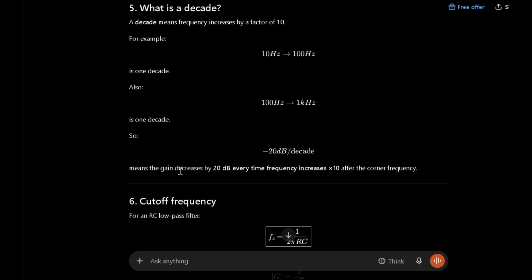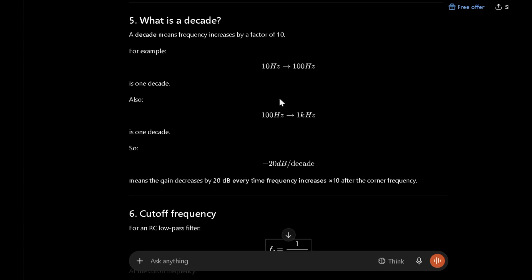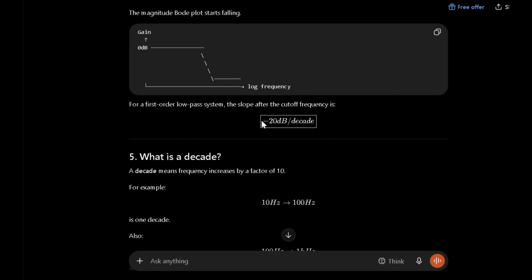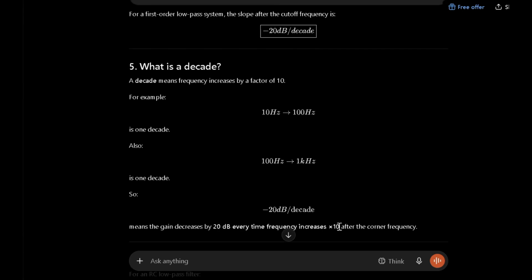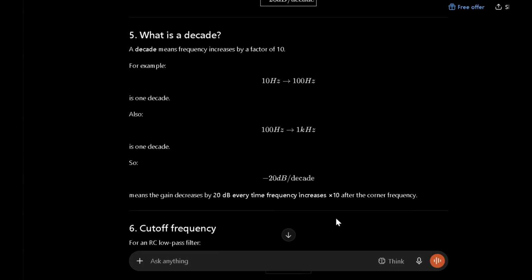So a frequency decade means the frequency increases by a factor of 10. 10 into 10 is 100, and 100 into 10 is 1k. Okay, don't get confused, it is 1k. So minus 20 dB per decade means the gain decreases by 20 dB every time the frequency increases by 10 after the corner frequency. The gain is decreasing by 20 dB every time, and every time the frequency increases by a decade.